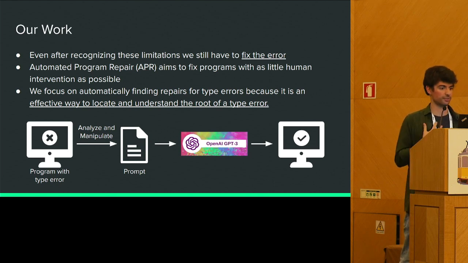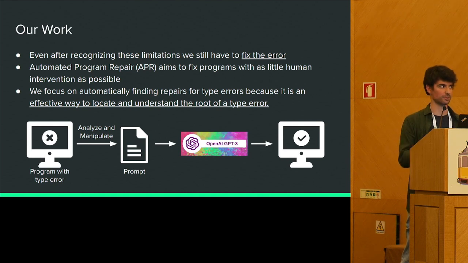And that is where we focus: automatically finding repairs for type errors, because we argue that doing that is an effective way of locating them and understanding them. The way we do this is by analyzing and manipulating the source code of ill-typed programs to generate something called prompts, or inputs, that are then provided to GPT-3 so that we can leverage the model's code understanding and code generation capabilities. And our aim is to produce programs that are not only free from type errors, but also correct according to the original intent.